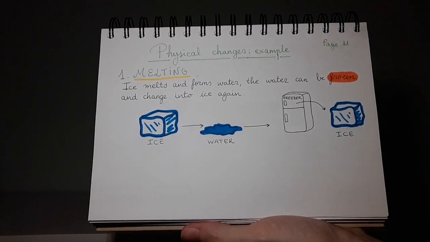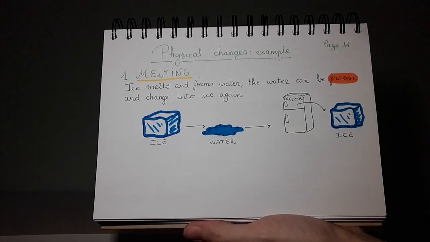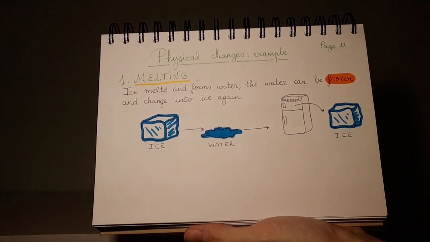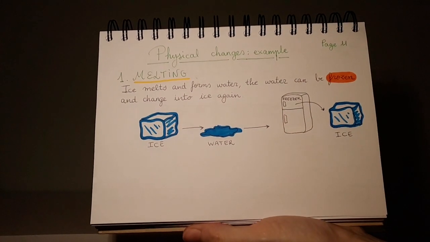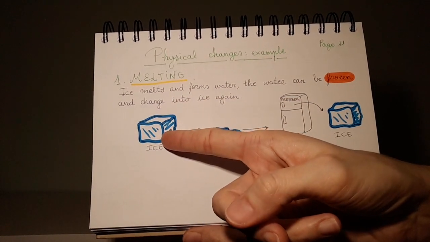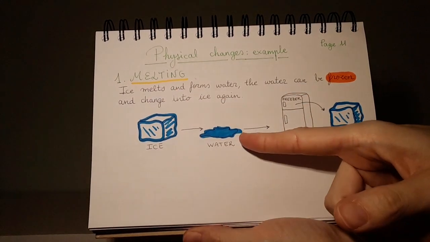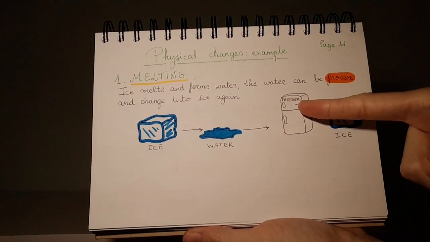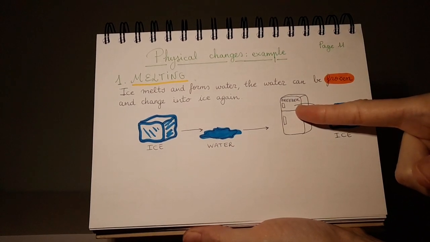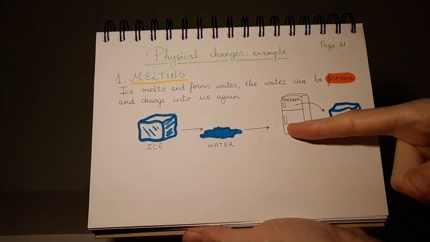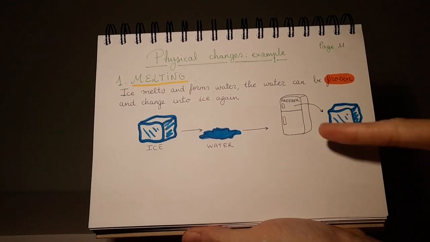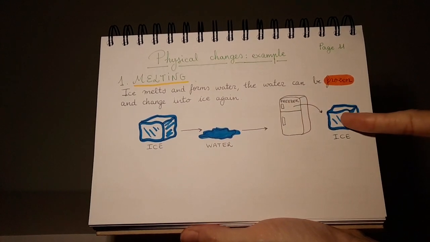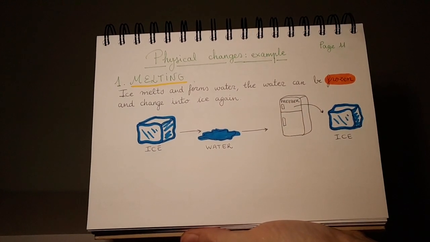What examples do we have in physical changes? Example 1 is melting. Here in the drawing, the ice melts and forms water. Then the water can be frozen. We can freeze the water in the freezer and change it into ice again. Okay.